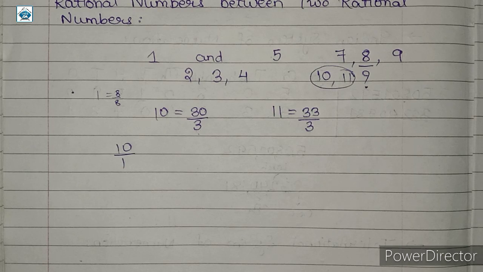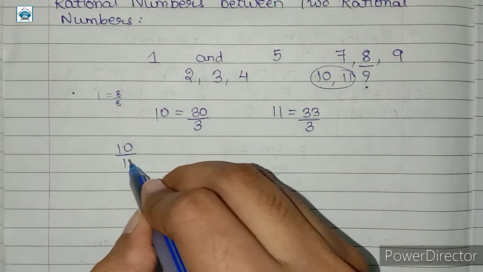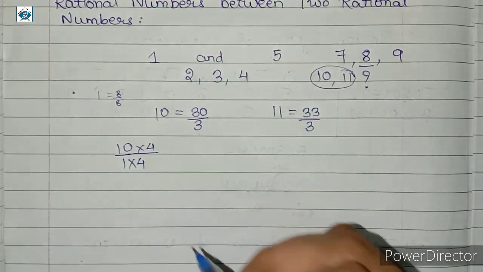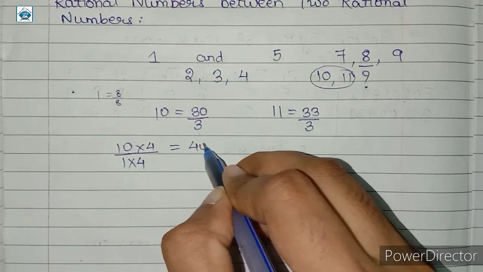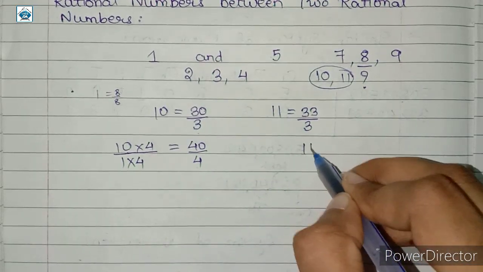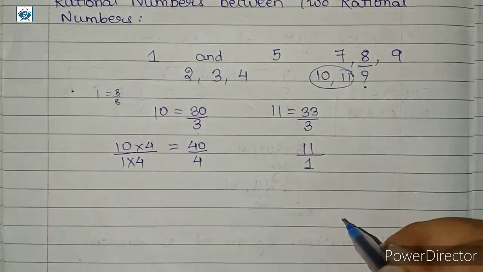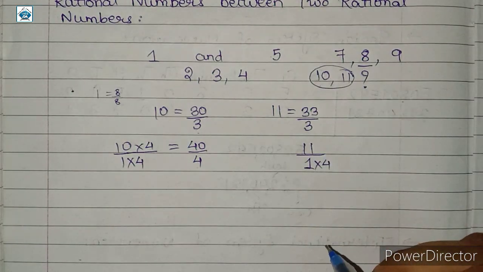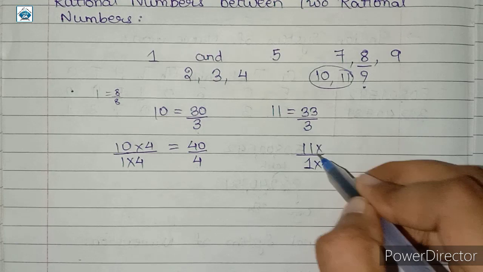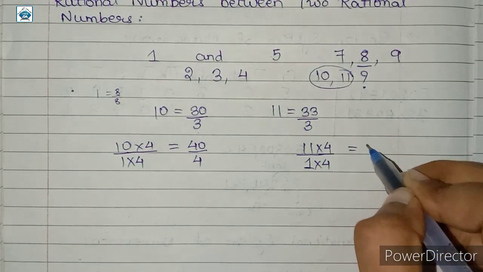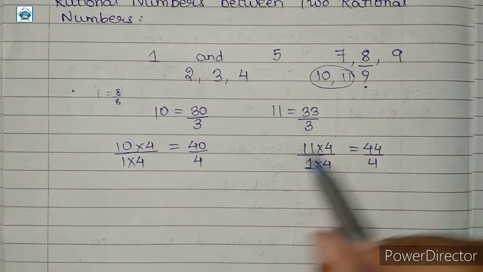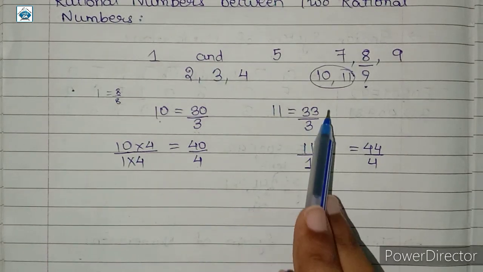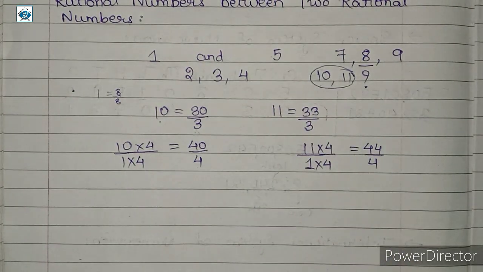Now I am telling you I want the denominator equal to 4. So for that I will multiply the denominator with 4 and the same will be done to the numerator as well. So this can be written as 40 by 4. In a similar manner, 11 can be written as 11 upon 1. Again I want 4 in the denominator, so I will multiply this with 4. We cannot multiply only the denominator, so I will be multiplying the numerator as well. So this is equal to 44 upon 4. So now 10 is 30 by 3 which is also 40 by 4, and 11 is 33 by 3 which is also 44 by 4.